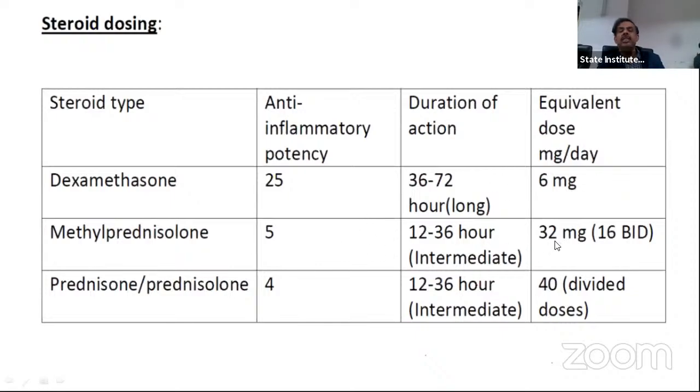Methylprednisolone, the equivalent dose is 32 mg, equivalent to 6 mg. You have to give it twice a day, 16 mg. You may give it 16 mg BID because it's intermediate acting, 12 hours. So that's why you should give methylprednisolone 16 mg BID rather than 32 mg once daily. So these are the two steroids usually advised in home isolated patients by our national guideline, but only after 7 days, if the patient has persistent fever, worsening fever, and cough, then only you should advise this medication.